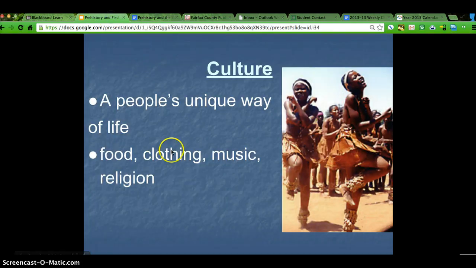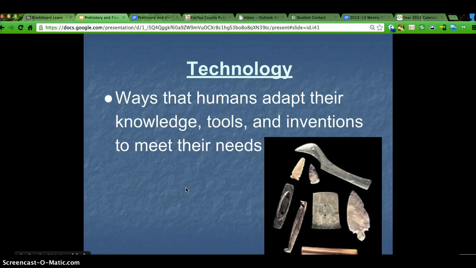Next item is technology. Technology is anything that is going to help improve someone's life. So you're looking at artifacts here. These are things from earlier man that at one point were as innovative as the iPhone or the computer you're using to watch this video.